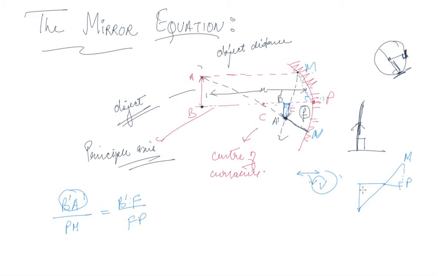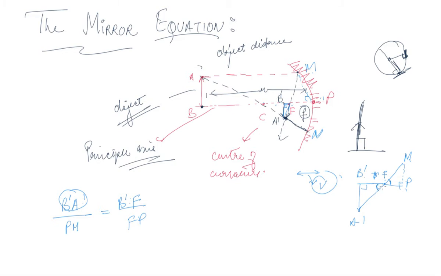So if this is 90 degrees and this is 90 degrees, you see that this particular angle is equal to this particular angle. That is angle F. This is F, this is B dash and this is A dash. So angle B dash FA is equal to angle PFM.